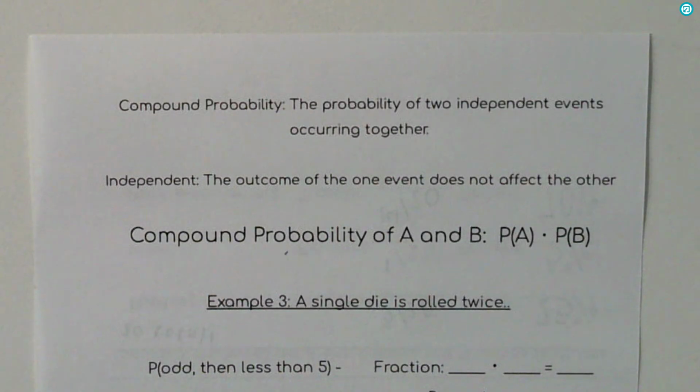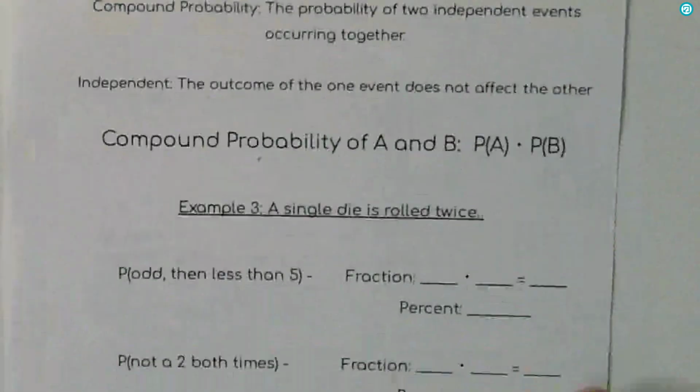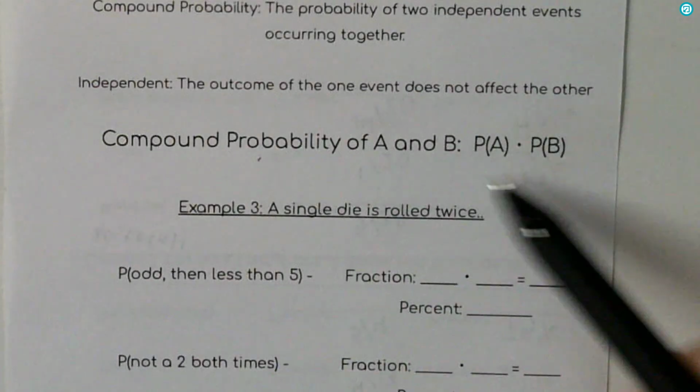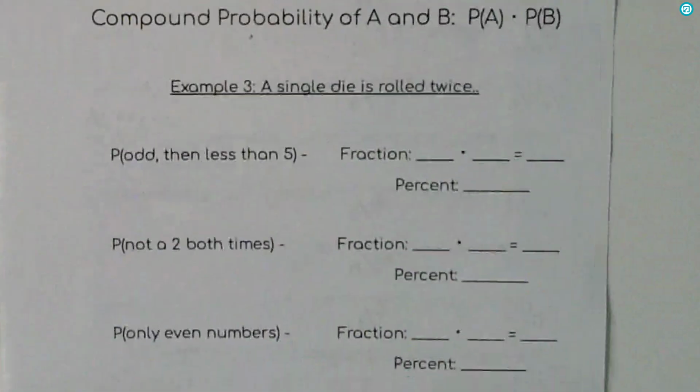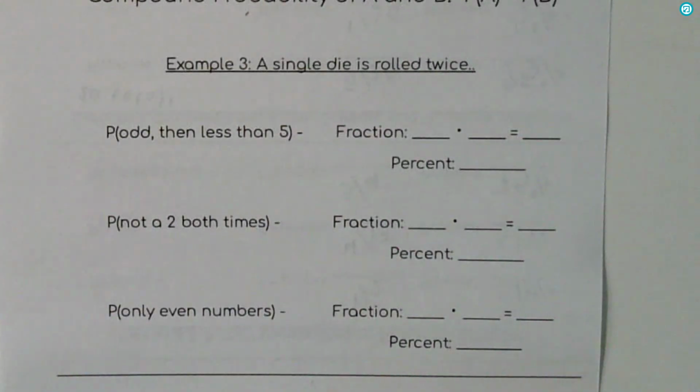Okay? So for the compound probability of 2 events, probability of A and probability of B, we just multiply their probabilities together. Our example that we're going to do some compound probabilities for is a single, normal 6-sided dice. We didn't put that on here.